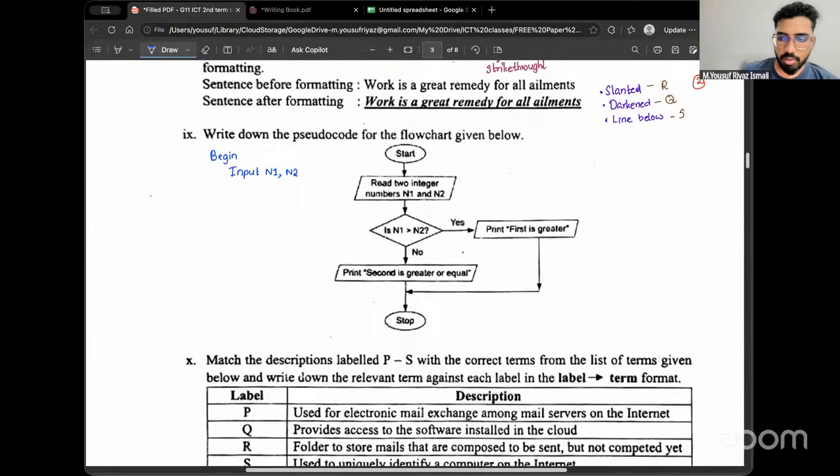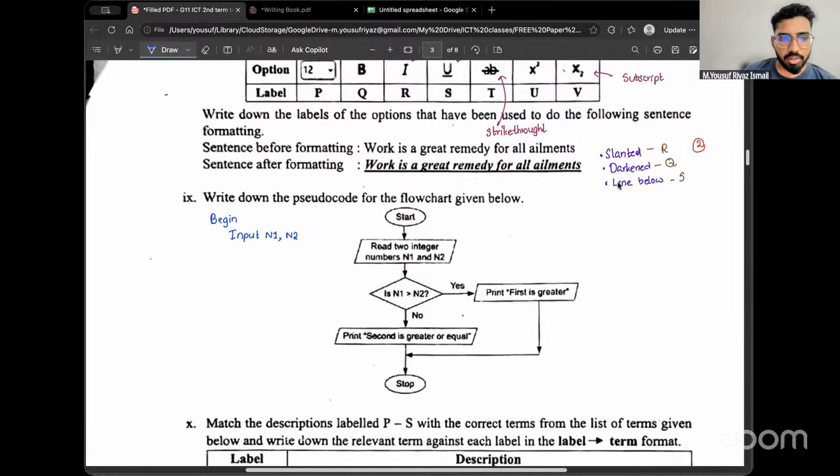Okay, so then. They have not specifically mentioned how many to mention. Yeah, they have not mentioned. That's why I give minimum two, because it's a 2 marks question.